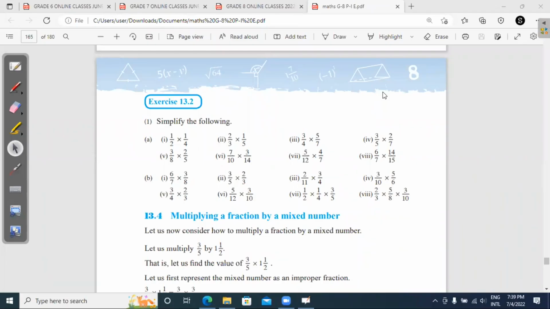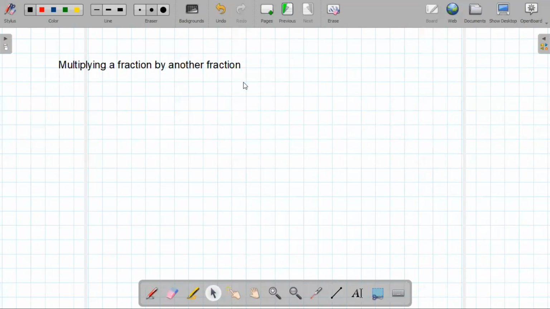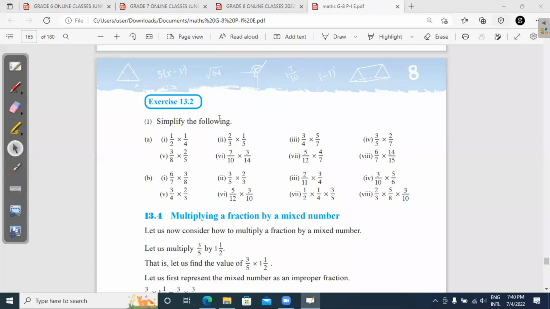Today we are going to discuss how to multiply a fraction by a fraction. It means that we are going to multiply a fraction with another fraction. For that, we are using the same method that we discussed earlier. Under this topic, I'm going to discuss three examples, and those three examples will be taken from this exercise.